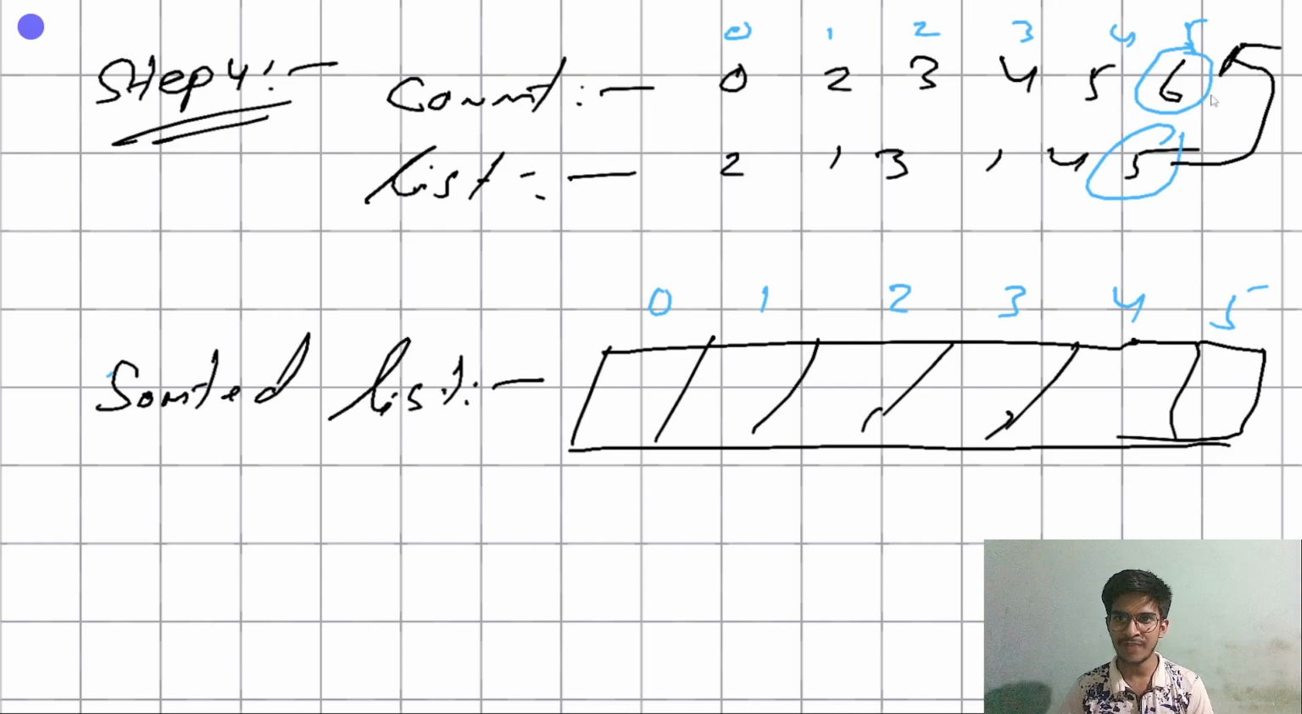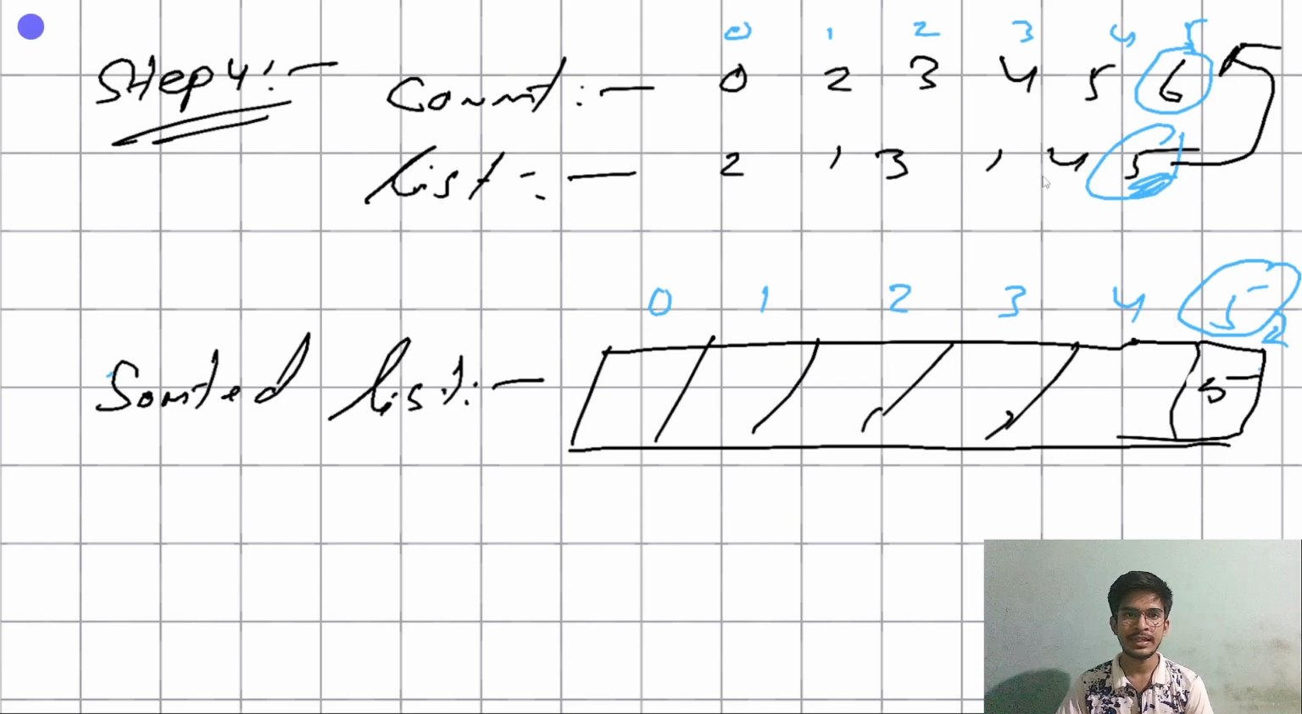Our 6 minus 1 is 5. So it is referring to this position. And in this position, what will we store? We'll store this fifth value. That means it is telling where we'll store this 5 in the sorted list. It is saying we'll store the fifth element in the fifth position in the sorted list. If I write in black, it would be this one, 5.